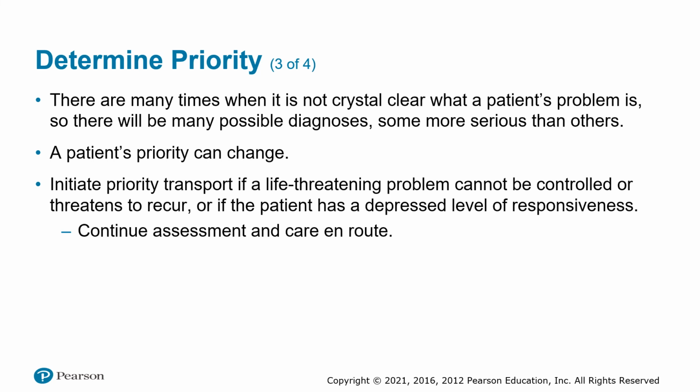Backing up, the many possible diagnoses. When we diagnose a patient, we do a differential diagnosis, and we determine all the possible problems that could go wrong with that patient, and figure out what's wrong with that patient. We're going to initiate priority transport if a life-threatening problem cannot be controlled, or threatens to reoccur. If the patient has a depressed level of responsiveness, we're just going to continue our assessment and care en route.